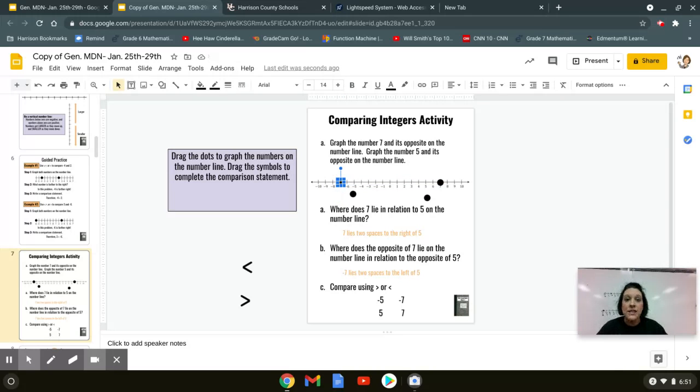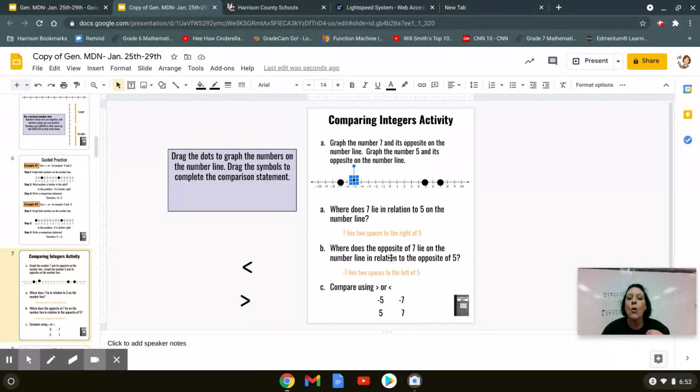7 and its opposite. The opposite of 7 is -7. Both of them are 7 spaces away from 0. Now we're going to graph 5. I'll drag it up there. 5 and -5. All right, 5 and -5 are opposites because they are both 5 spaces away from 0. They're just in opposite directions.